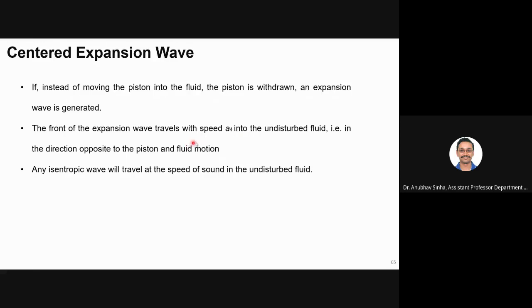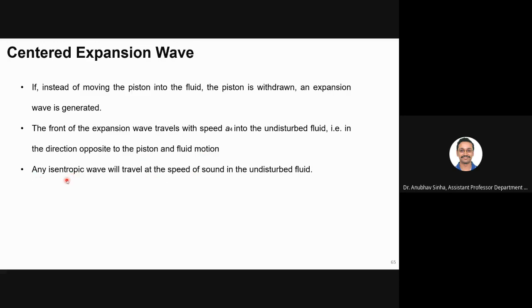So what happens is, as your piston starts moving backward, this disturbance or wave is basically trying to tell the fluid lying ahead that something has changed, some disturbance is there. That is what we term as expansion wave. It will travel with the speed a4 into the undisturbed fluid lying in the cylinder, opposite to the piston motion. The piston will move back and this wave will travel forward.